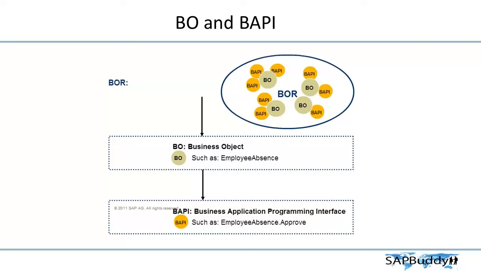Now let's have a look into what BAPI means. A business application program interface, BAPI, is a standardized programming interface that facilitates, we can say, internal and external access of business processes and data in SAP systems. BAPI is defined in the business object repository, that is BOR. You can call this business object repository using a transaction code.